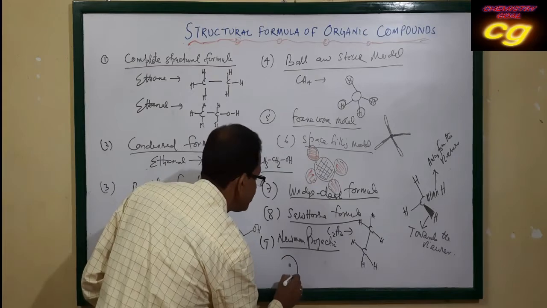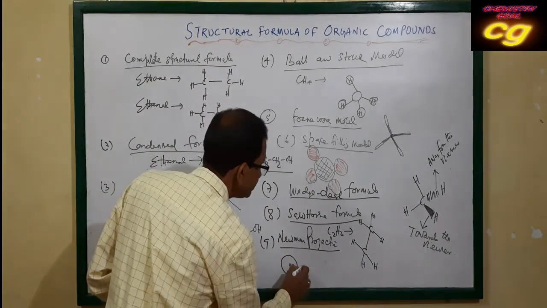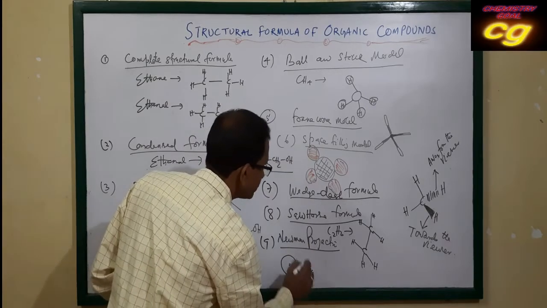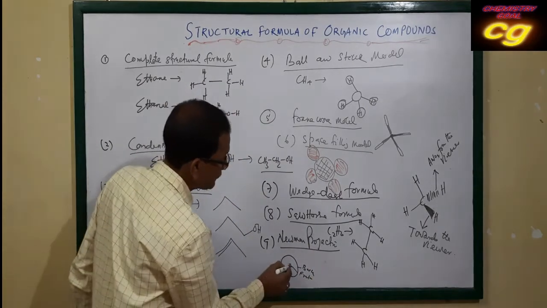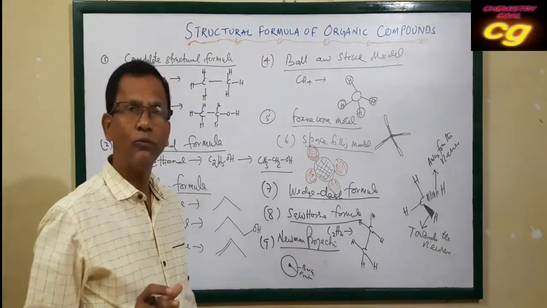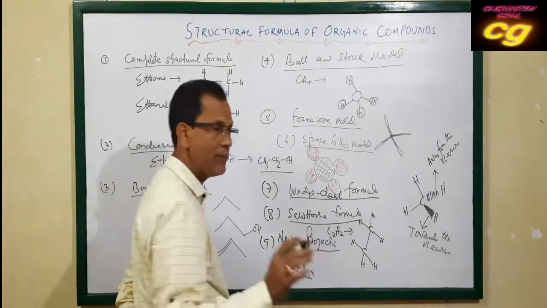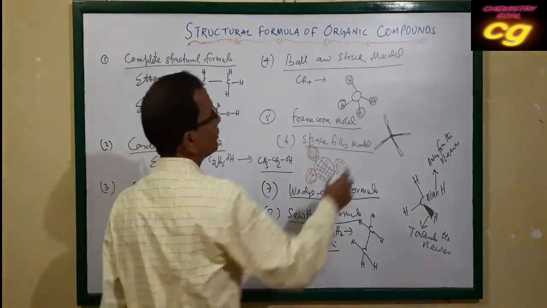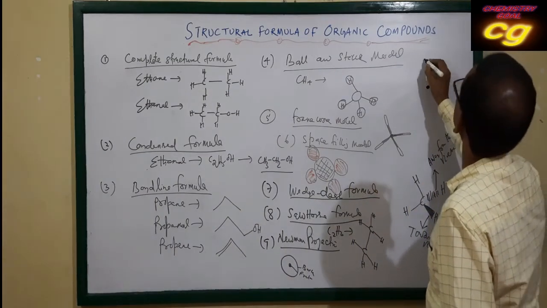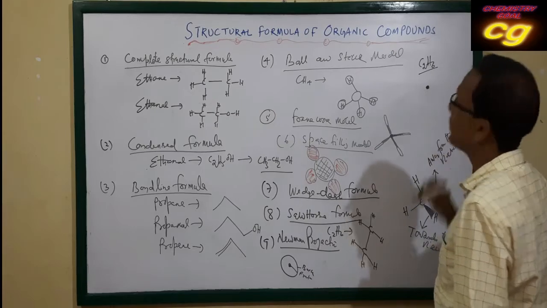This is your back, and this is your front. This is your front carbon and this is your back carbon. The bonded atoms will be attached to this back carbon and front carbon. How? Just as an example, take ethane, the same example. I will draw it here. Suppose this is ethane, C2H6. So this is your front carbon.